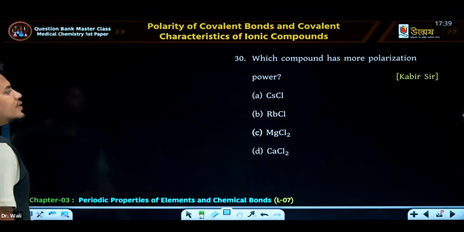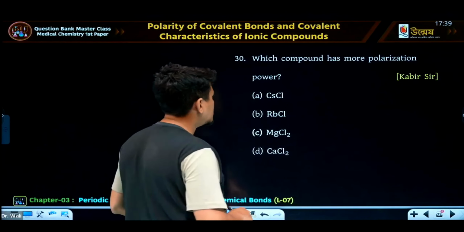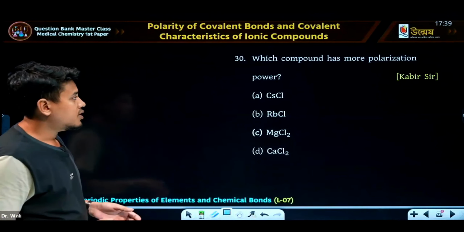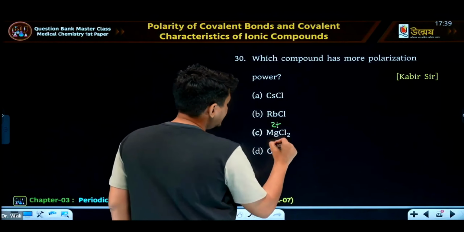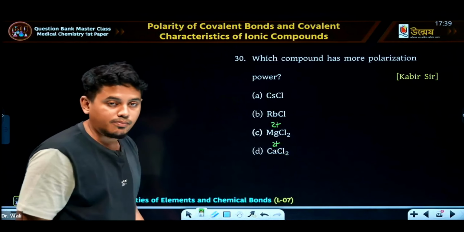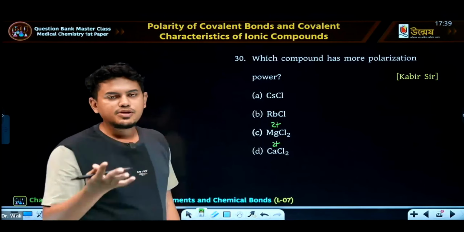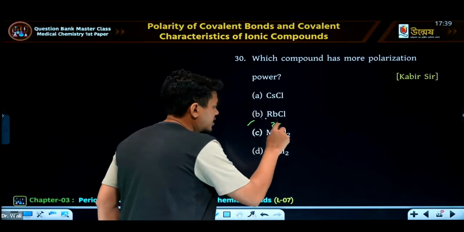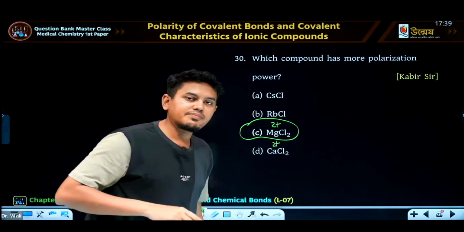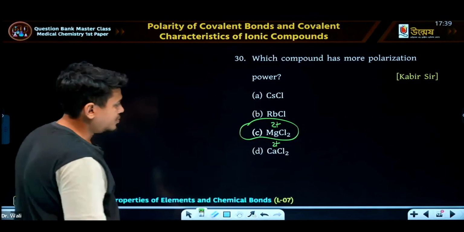Which compound has more polarization power? To determine the polarization power, first we have to calculate the charges. Here we can see calcium and magnesium both have +2 charge, but which one is larger, magnesium or calcium? Calcium. So calcium cannot be the answer here because they are asking for more polarization power. More polarization power will be demonstrated by the highly charged, smaller cation. So the answer would be magnesium chloride.